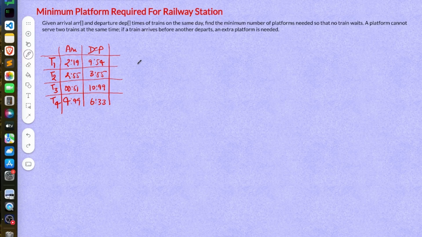Today we will discuss the sixth problem of our 100 question DSA series. And the problem which we are going to discuss today is the minimum platform required for a railway station.